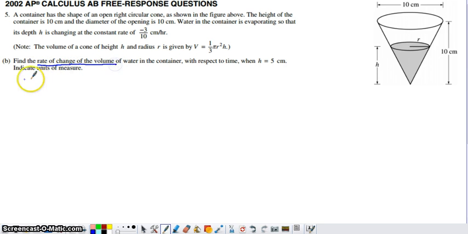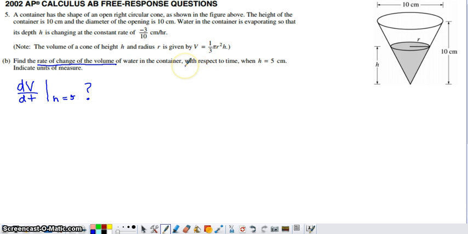And if you think about that question, basically what it means is we want to know what dV/dt is, the derivative of volume with respect to time at the instant in time when there are 5 centimeters of water left in the cone. So when H equals 5 centimeters. That's what we want to know. If we want to know what dV/dt is, we're going to have to take the derivative of our volume formula.